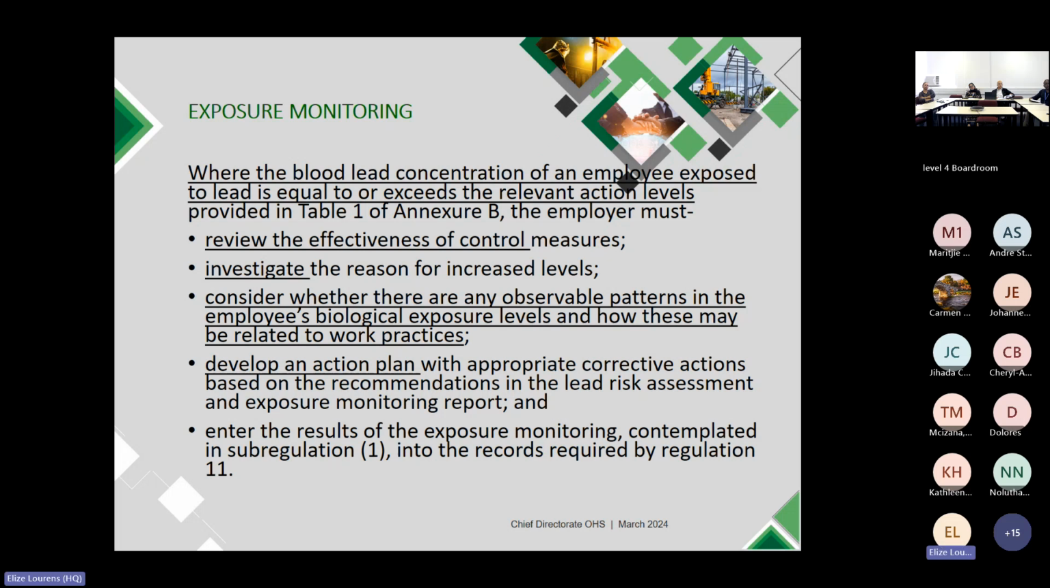So the idea around this is that you will have a sort of individual profile for each employee exposed to lead work, and that you'll have an understanding of what is their normal, and be able to react to whatever is outside of that normal. And then based on that, an action plan will be developed.